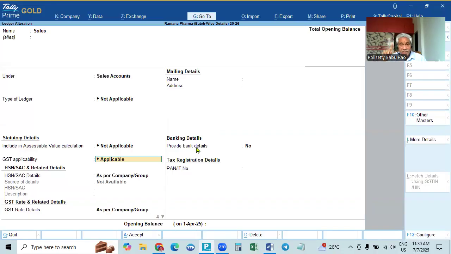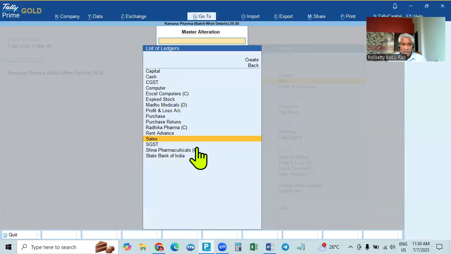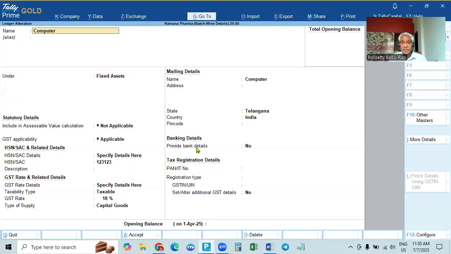Details will be given in the stock item. Suppose there are many stocks, but the GST, the HSN code number and percentage, everything is the same, that can be given in the purchase and sales also. And at the end, goods you have to select. But in the case of assets, we cannot enter in purchase and sales. Purchase and sales account is for goods only.